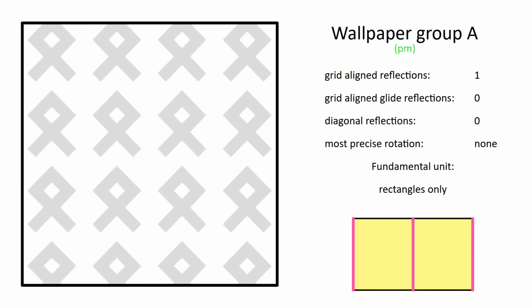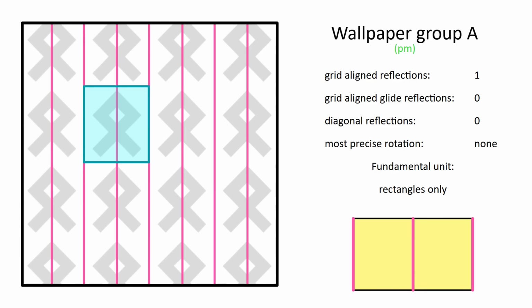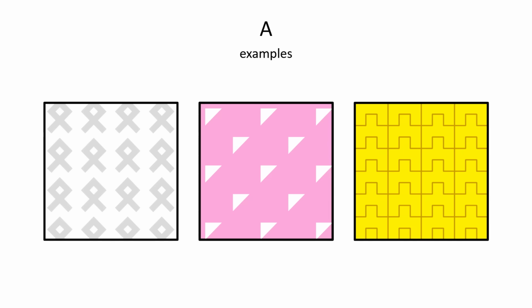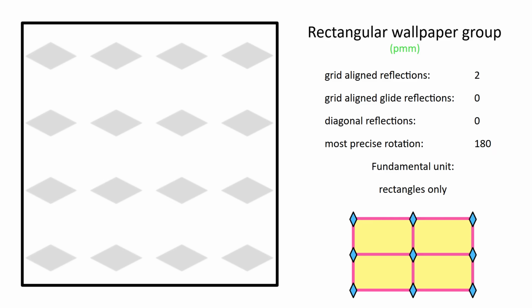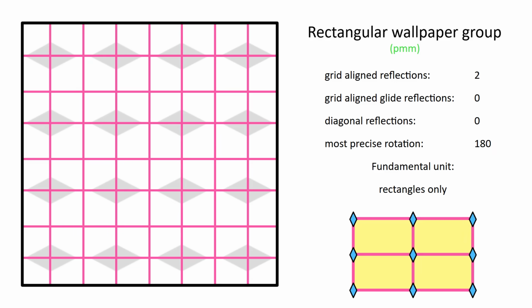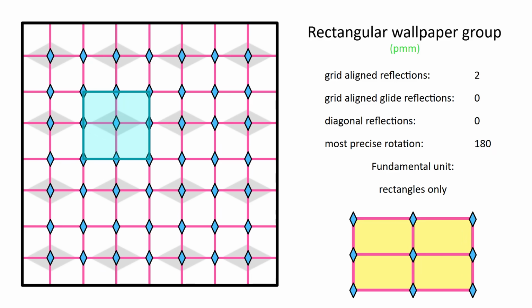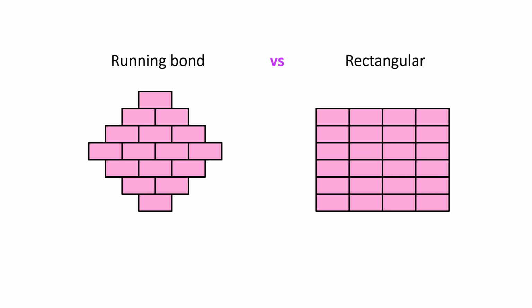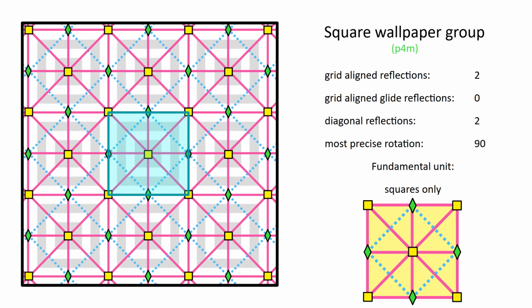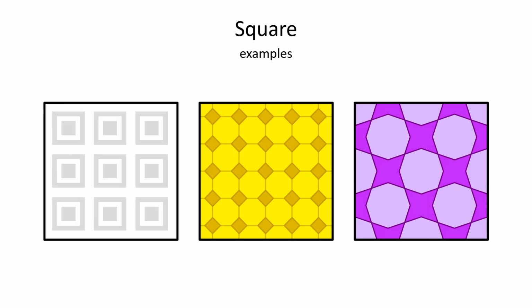Wallpaper group A has axis-aligned reflections in a single direction, and is named after the letter A. Don't get it confused with the traditional wallpaper group. This time the reflections are aligned with the grid, not diagonal. The rectangular wallpaper group has axis-aligned reflections in both directions, as well as 180-degree rotations. Examples include rectangles in stack bond. Again, don't get it mixed up with running bond. Adding diagonals upgrades these to 90 degrees for the square wallpaper group, named after the square tiling. It has pretty much all the symmetries possible in this configuration.